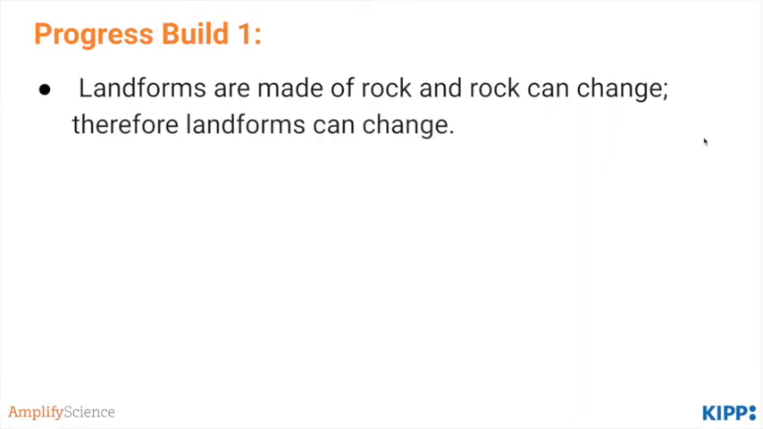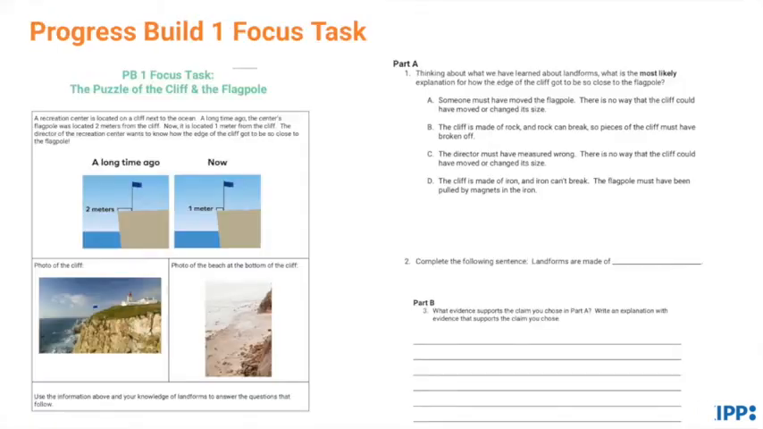At this point, students should understand Progress Build 1. Landforms are made of rock and rock can change. Therefore, landforms can change. Students use this understanding to answer the puzzle of the cliff and the flagpole. Go ahead and complete this task yourself, then check back here.